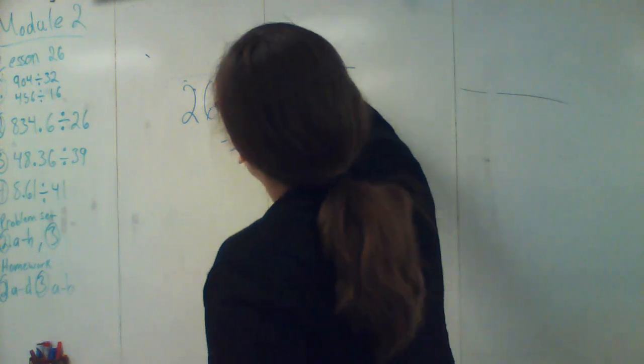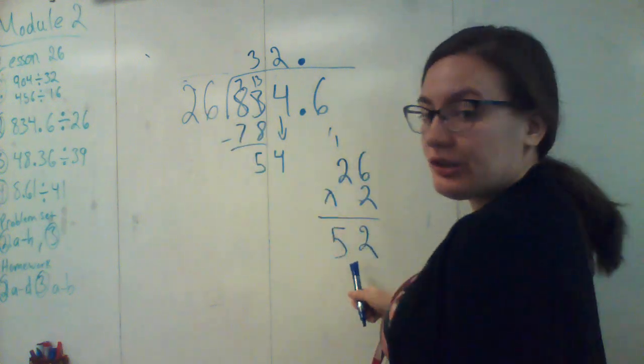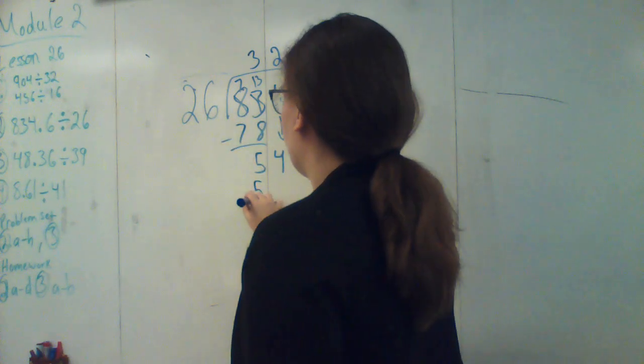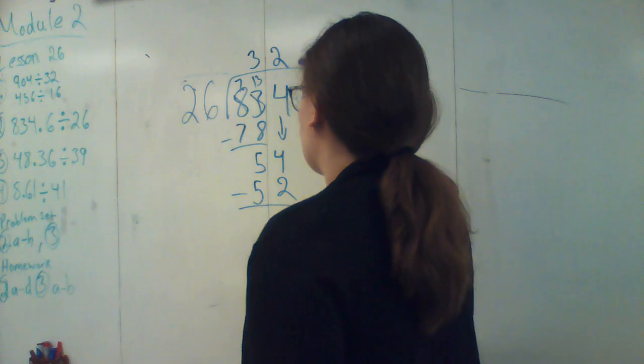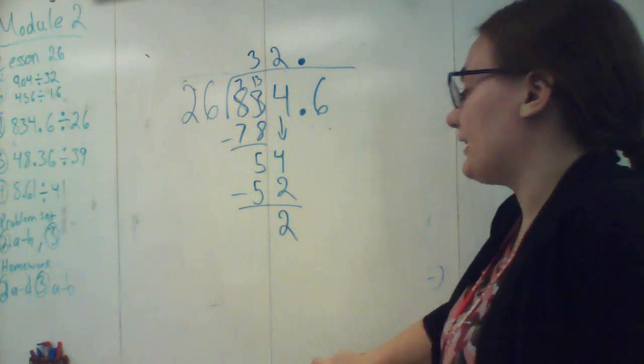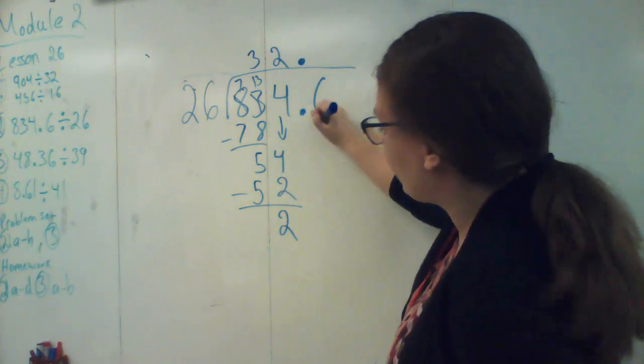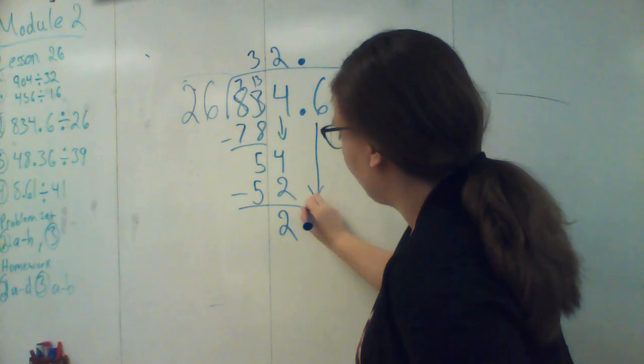So I'm going to put that 2 up above that 54. So 26 times 2, we said, is 52. And then I'll go ahead and subtract. So I have 2 left. But remember, just because there's this decimal there, I can't forget about the number behind it. I still need to bring that down.